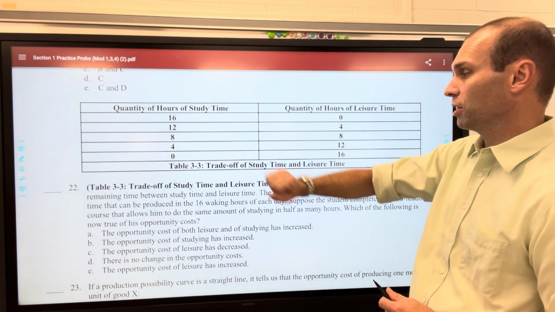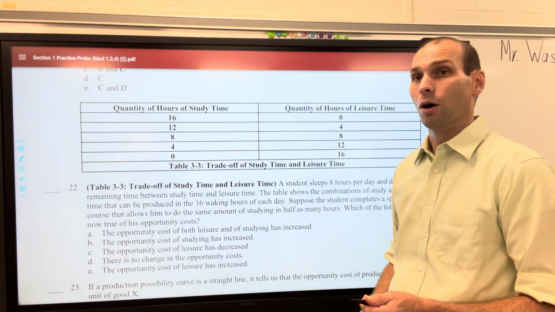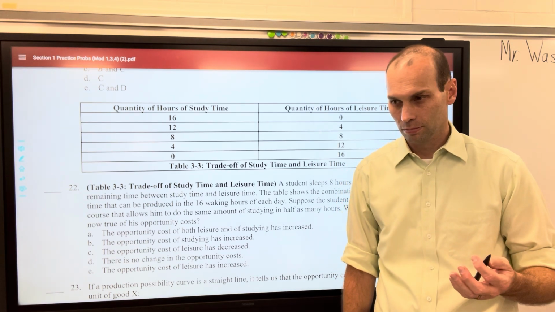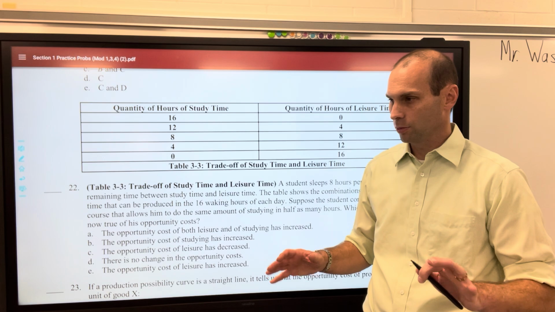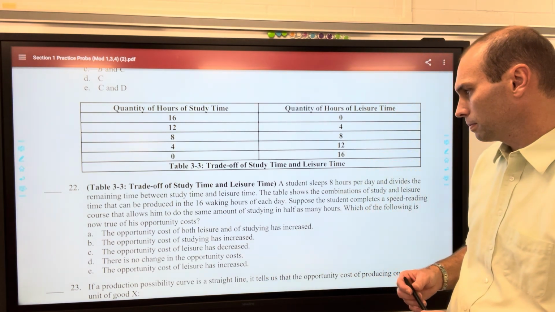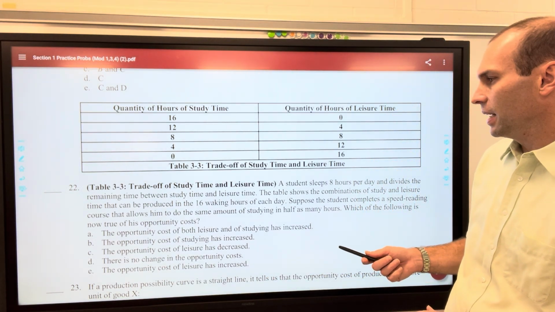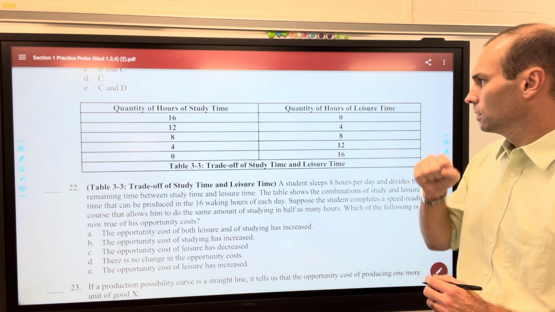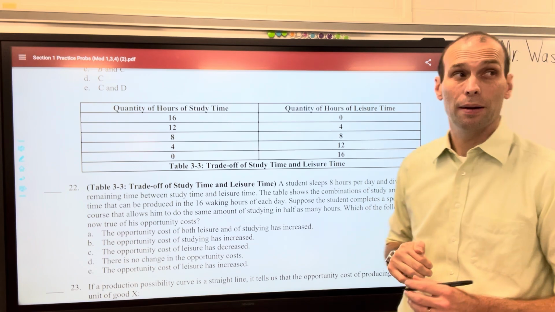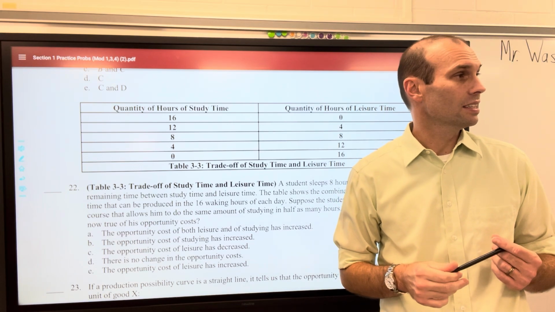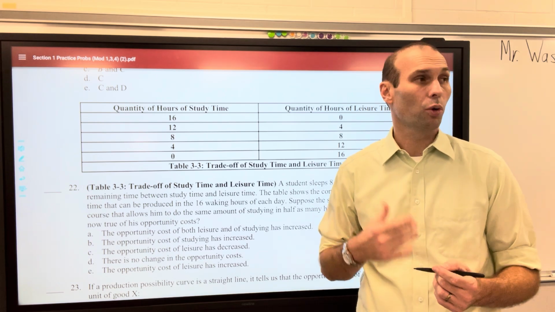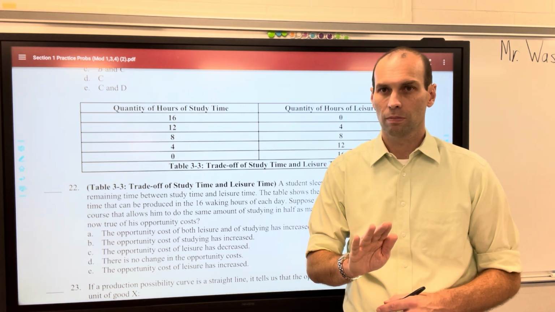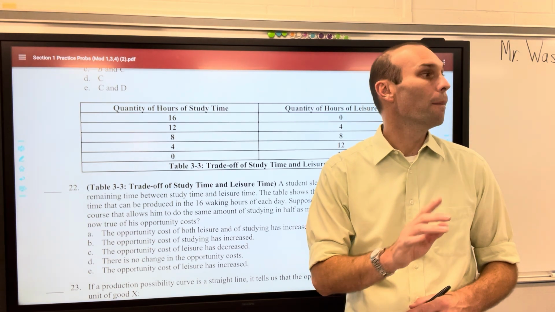So, this is before the speed reading course. But now, you can do twice as much reading in the same hour, or in half the time. So that means what happens to the opportunity cost? So that gives them more time of leisure. But what does it do to every hour of leisure? Does it make each hour of leisure more expensive or cheaper? Cheaper. More expensive.